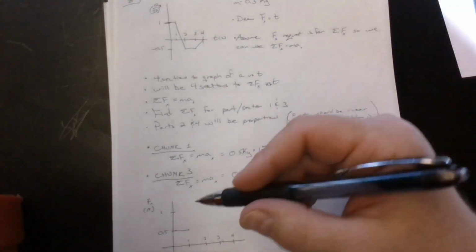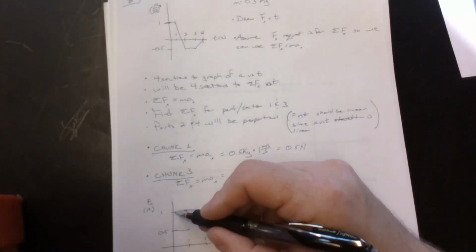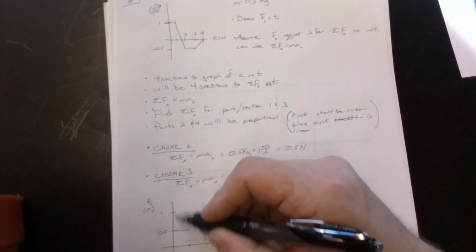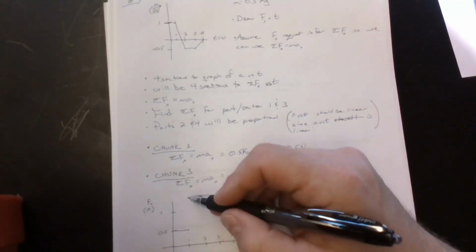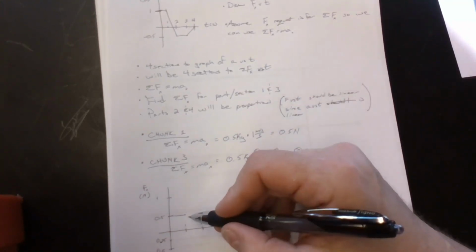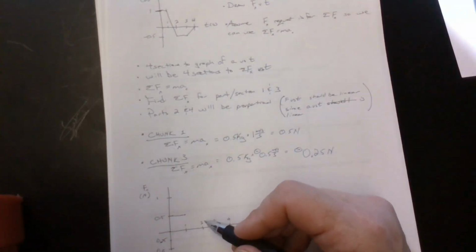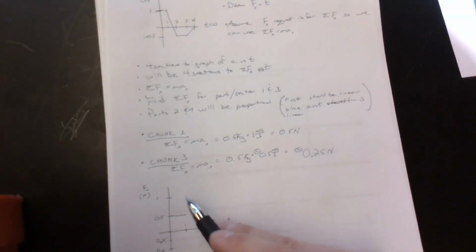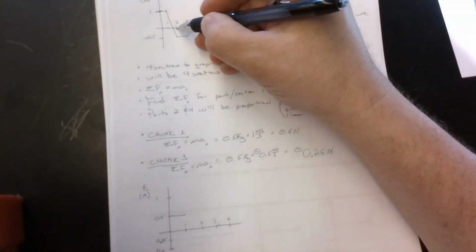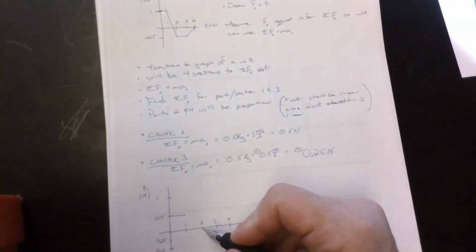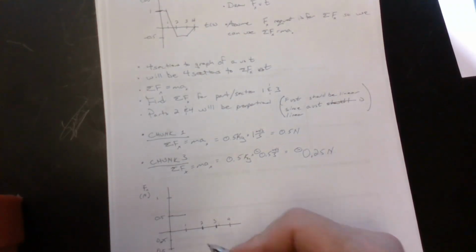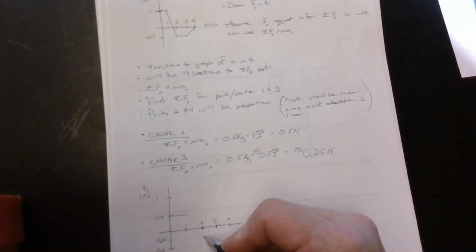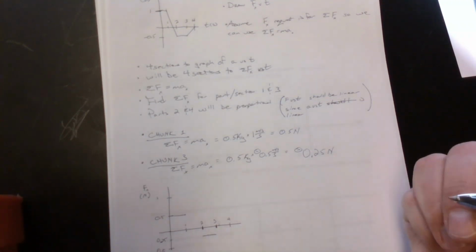Now, truth be told, my graph, this value should probably be up higher, right? The graph I'm making is not taking up a huge chunk of the plot, but for right now, we'll continue on with it. Then chunk 3, I know my total force is negative 0.25 newtons, and chunk 3 goes from 2 seconds to 3 seconds. So from 2 seconds to 3 seconds, my total force should be negative 0.25. So I'm going to draw that section there.